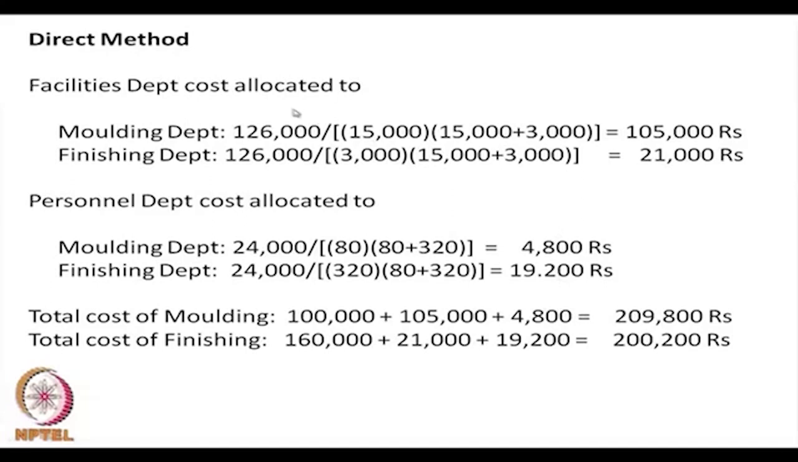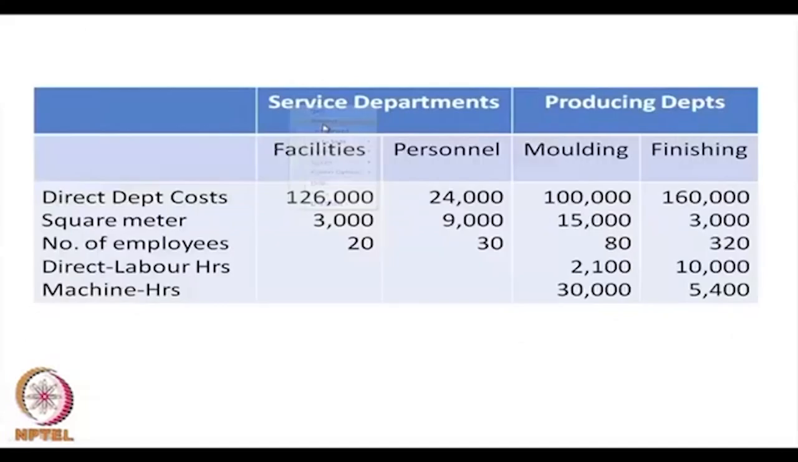Now, let us talk about the direct method. In the direct method, the idea is that the mutual, or reciprocal, service offered by the service departments is totally ignored. So, suppose we start with the personnel department, then its cost is allocated directly to molding and finishing depending on the number of people the molding and finishing departments have.